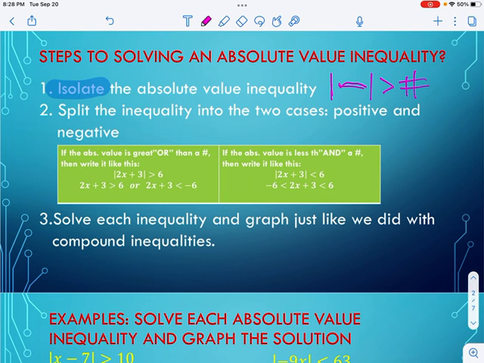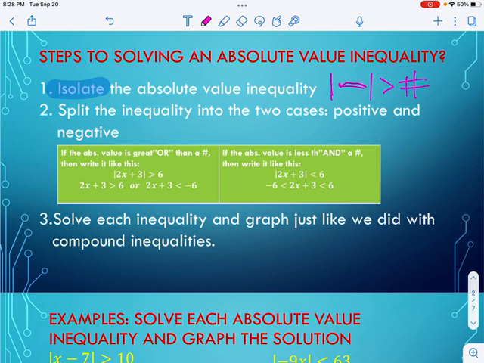My next step is to split the inequality into the two cases. Remember when we did absolute value equations, we talked quite a bit about how there's a positive case and a negative case whenever dealing with an absolute value. So when we do an inequality, we're going to do the same thing, except since it's an inequality, we have to be careful as to which connecting word we use. We're going to turn that inequality into a compound inequality with either the "or" or the "and" in there.